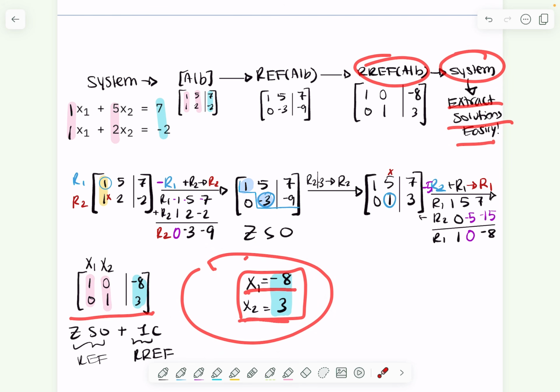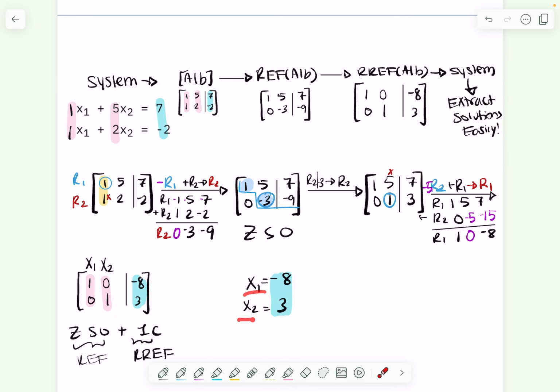We got unique solutions. Why unique? Because each variable has a unique value.